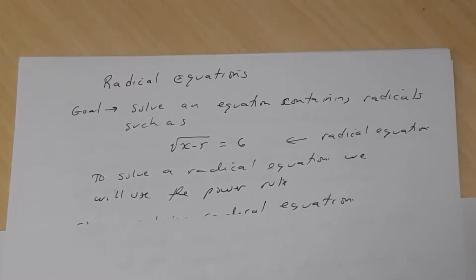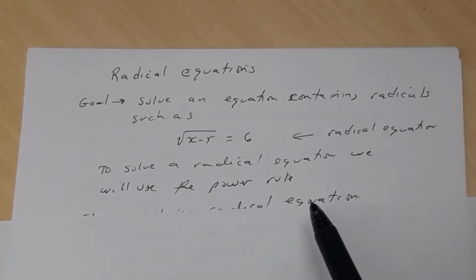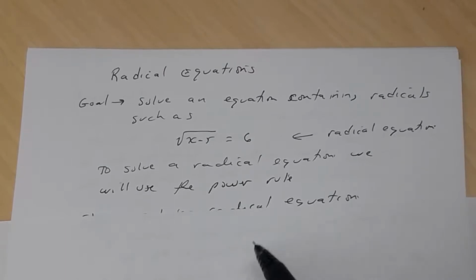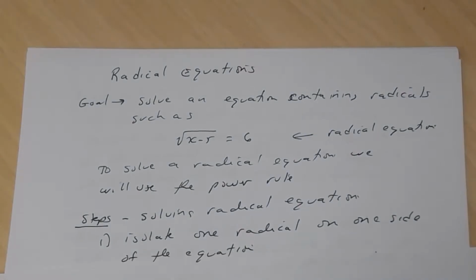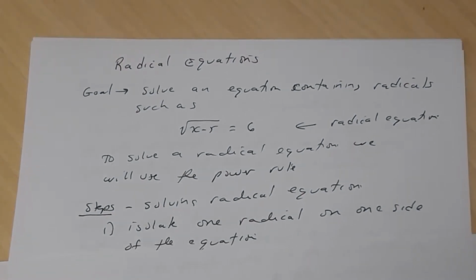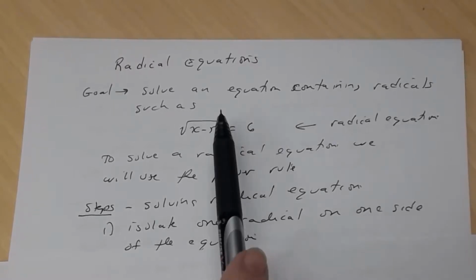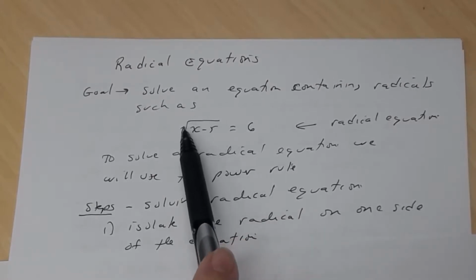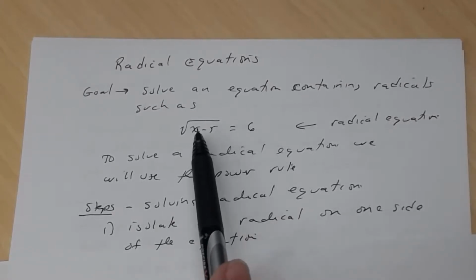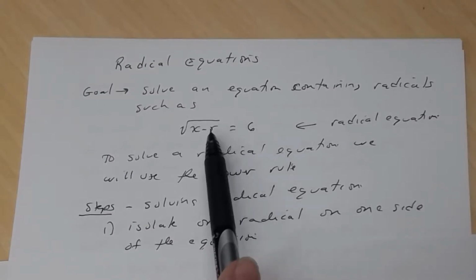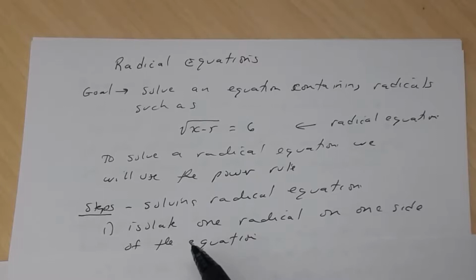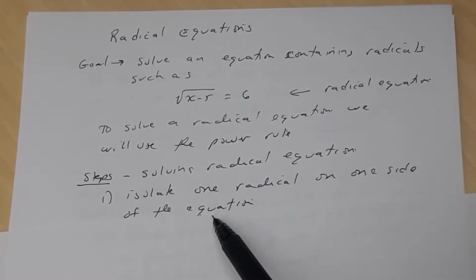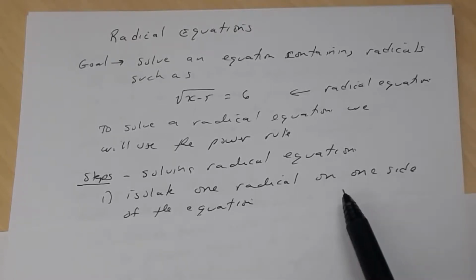to solve a radical equation, we're going to use the power rule. I'm going to talk about the power rule in a little while. But to solve a radical equation, there are some steps you need to follow. So step 1 is to isolate one of the radicals on one side of the equation. There are going to be situations where you're going to have a radical equation with more than one radical. This radical equation has just one radical. So in a few minutes, we're going to solve a radical equation where there are 2 radicals in it. But the process is to get one of the radicals by itself. All right, so you want the radical on one side, the other terms on the other side.